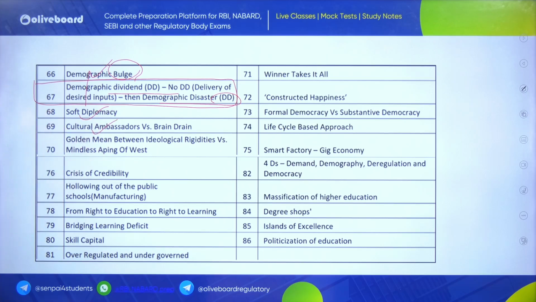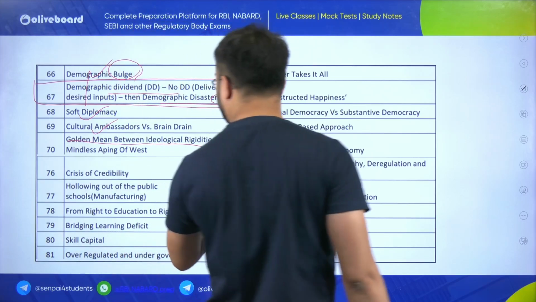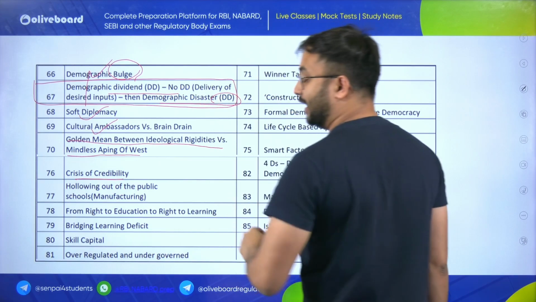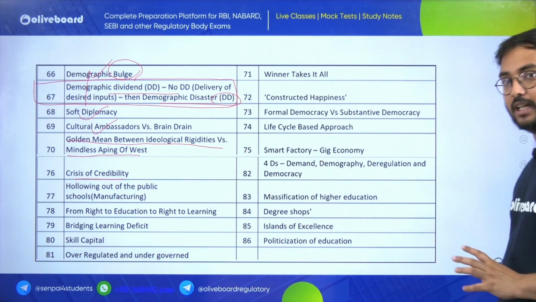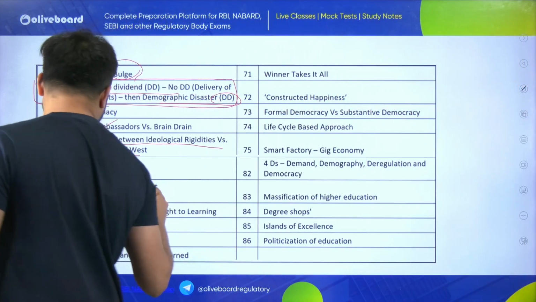Cultural ambassadors versus brain drain. Brain drain is nothing but people going from India to foreign countries. Golden mean between ideological rigidities and mindless aping of the West. Crisis of credibility, very beautiful. COC, you can write how credible the infrastructure is, the crisis is there. Credibility is less these days.